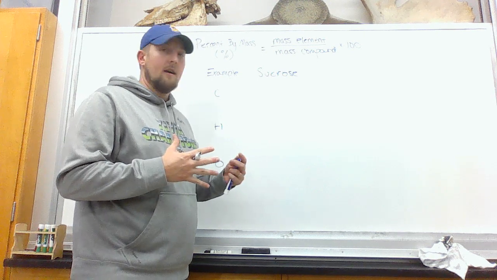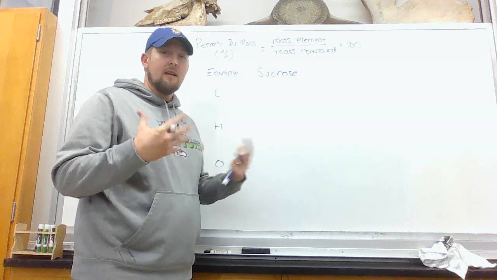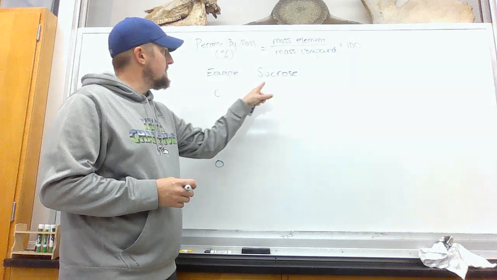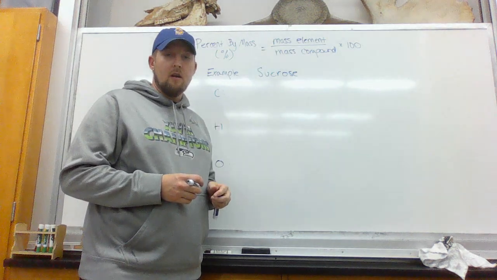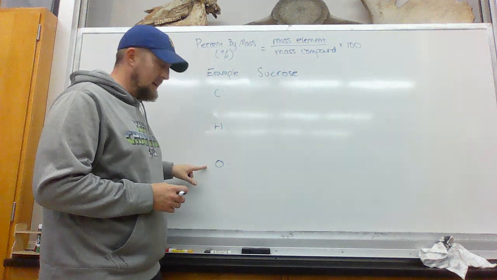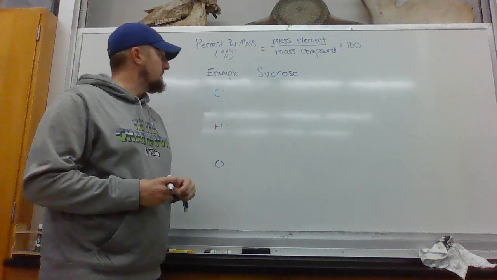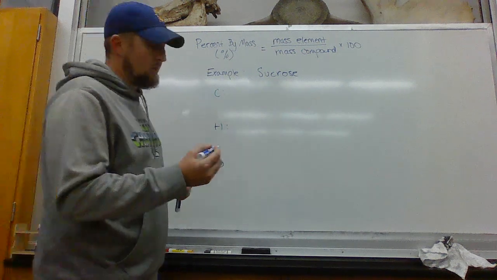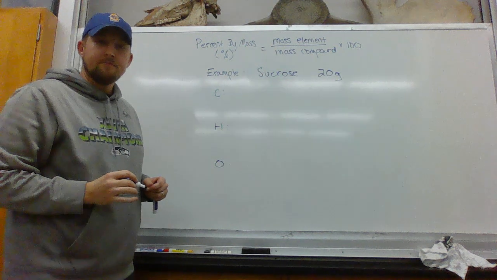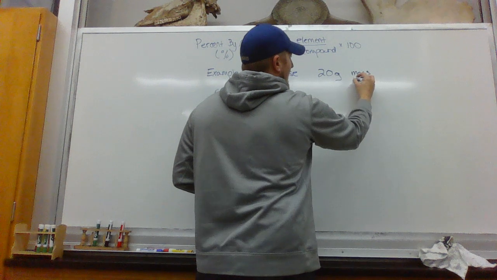We can figure out the amount of mass or the percent of mass of each element in a compound by using percent by mass. So in this example, we're going to use sucrose. Sucrose, assuming that is a sugar, is made up of carbon, hydrogen, and oxygen. So in this problem, you would be given a certain amount. In this case, we are going to be working with 20 grams of sucrose.